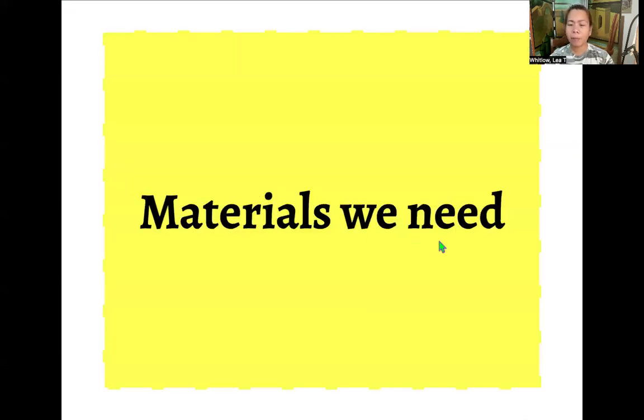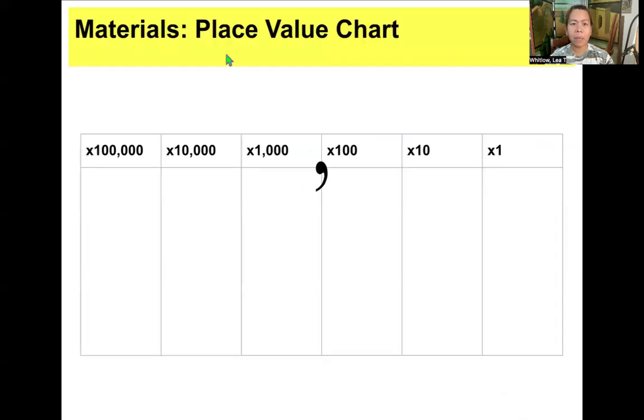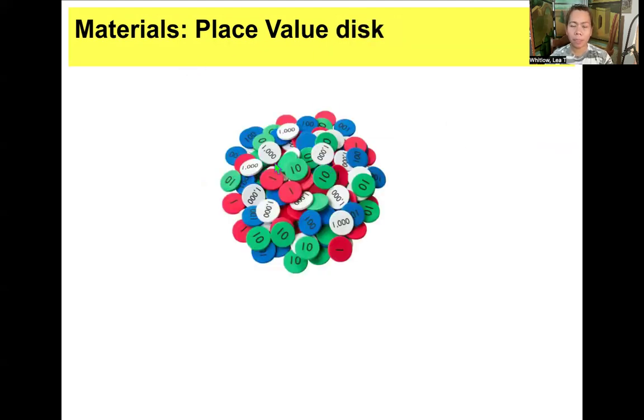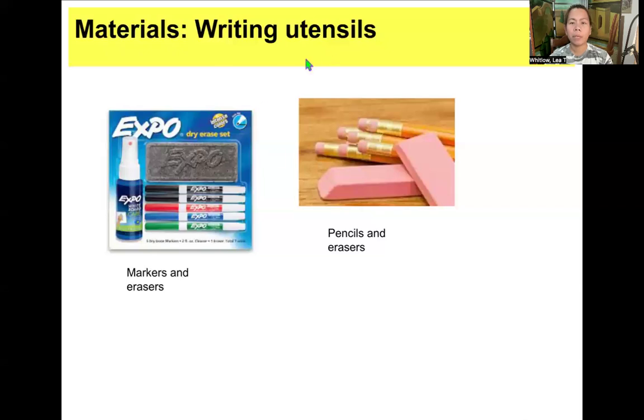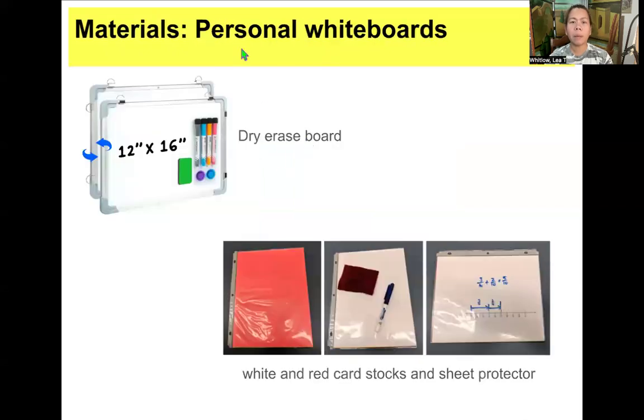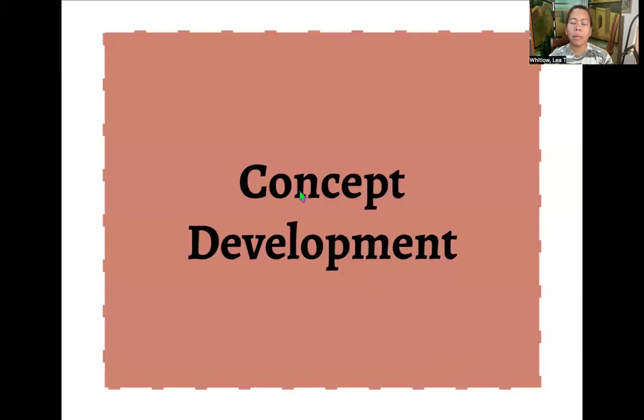The materials that we need for this lesson are a place value chart. It looks like this. You might have a different place value chart that has the name of the place value on the top. Place value discs, writing utensils, and personal whiteboards. If you don't have a dry erase board, you can create your own using white and red cardstock and then a sheet protector. Let's work on our concept development.